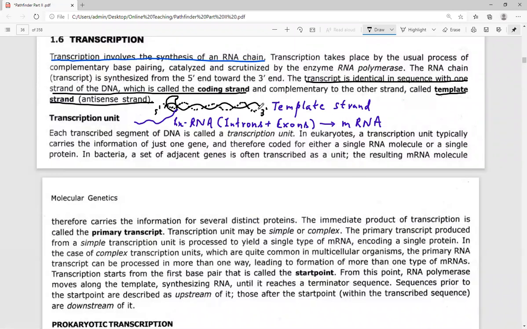Now this is a misnomer. Okay, this is a misnomer. The coding strand is actually non-coding. The template strand is actually coding. This name is coding strand, but this strand is not coding.